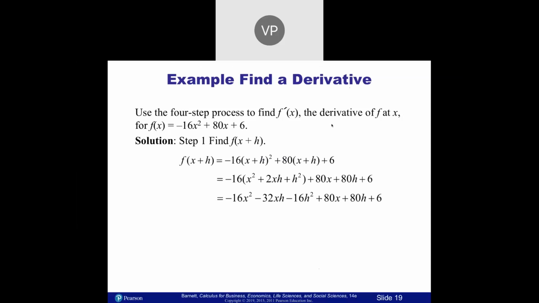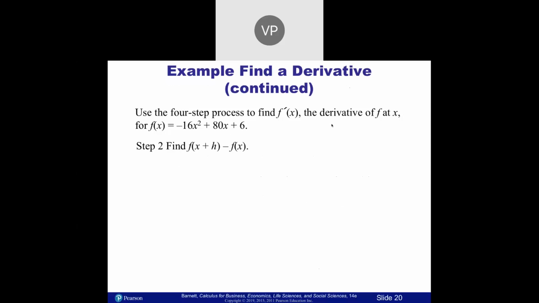Sometimes you're going to be able to combine certain things. It looks like this. We just had 6 terms and none of them are similar. So we get a big expression here. But this entire thing right here, this is what's equal to f of x plus h. That's what we found. So I'm going to take all of this and go to step 2, which says find f of x plus h minus f of x.